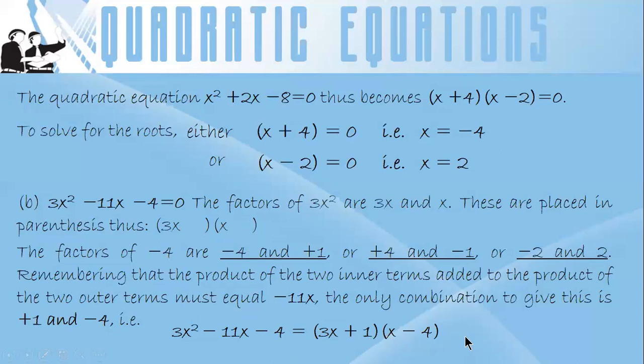Like 3x times negative 4, that's negative 12. 1 times x, so negative 12 plus 1 gives negative 11. So for beginners, it's trial and error. But for those who are more familiar, they can get it easily. Basically, your target is to get negative 11.